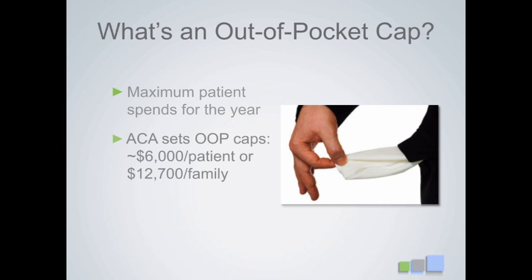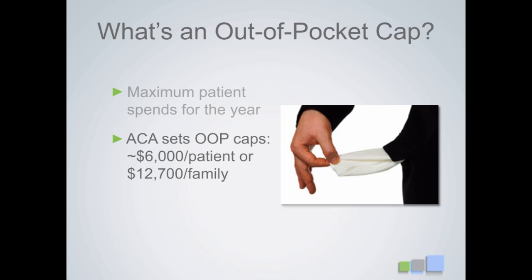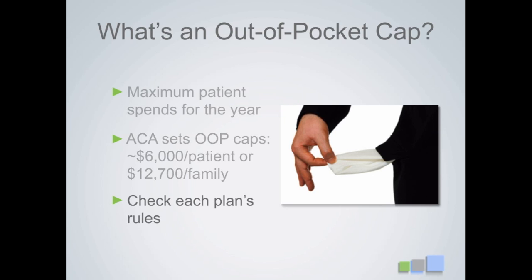Beginning in 2014, the Affordable Care Act establishes an overall out-of-pocket spending cap of $6,350 for an individual and $12,700 for a family. Those totals include co-payments, co-insurance, and deductibles, but not monthly insurance premiums. The private health insurance system and the law are complex. Exceptions may come up, so be sure to check with each plan about their out-of-pocket maximum rules.